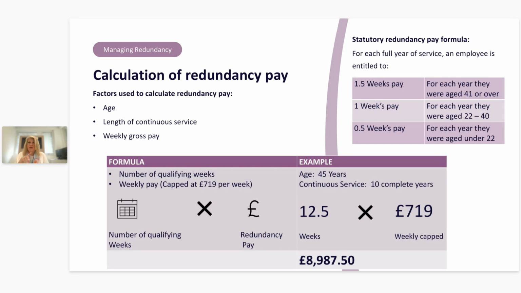So as you can see from the slide, you need to apply a sliding scale of payment to employees relating to their age. So for any full year they've been employed by you at the age of 41 or over, they'll receive 1.5 weeks of their average pay from the last 12 weeks. And if they've worked with you for a full 3 years and they're now 48, they will be getting 3 times 1.5 weeks. So that means a total of 4.5 weeks of their average pay calculated on the last 12 weeks of employment. I hope that makes sense.